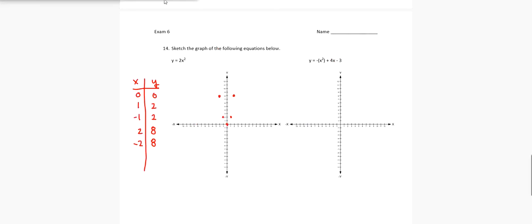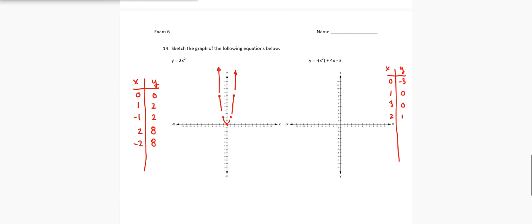Okay, for these, we're just plotting points. So when x is 0, y is 0 here. When x is 1, we've got 1 times 2, y is 2. When x is minus 1, we got minus 1 squared is 1 times 2, so y is 2. And then let's do a couple more points. When x is 2, 2 squared is 4, 4 times 2 is 8. And then minus 2 and 8. So this thing looks like this. We can continue on. It's actually a parabola. Points up like this.